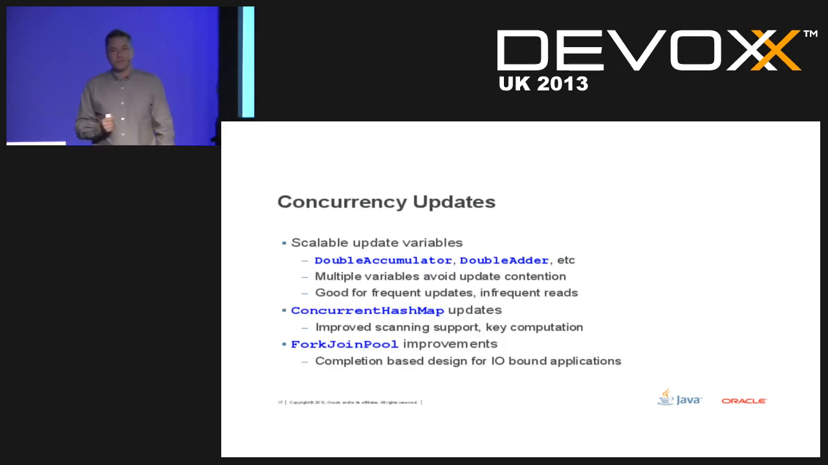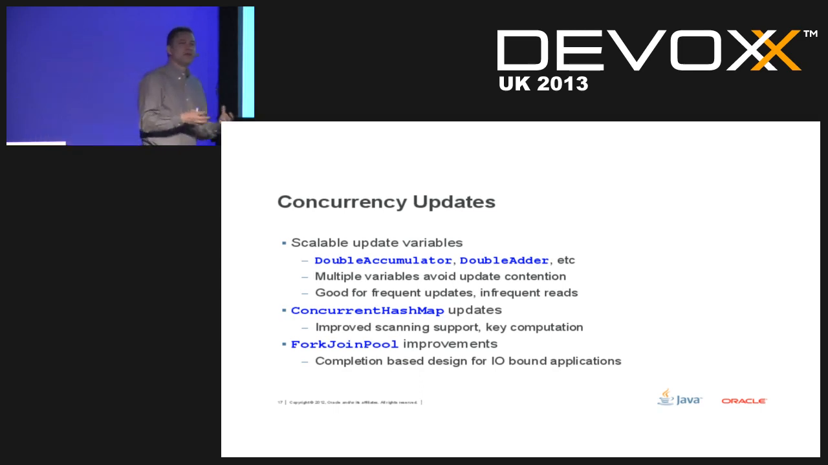A few things around concurrency and updates to that. Certainly one of the ideas of introducing Lambda expressions was to make life easier for writing parallel code. And there are other things that we're doing as well. One of these is the idea of a scalable update variable.